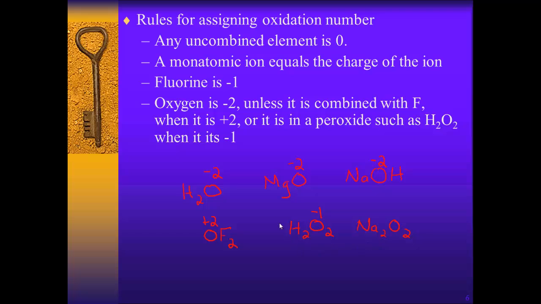So how do I know it's a peroxide? Well, I know that typically hydrogen is combined with 1 oxygen. Here it's 2 and 2. Likewise, sodium in a typical scenario with oxygen would be Na2O. We see the Na2O2 tipping us off that we have this peroxide ion, meaning it's going to be -1.